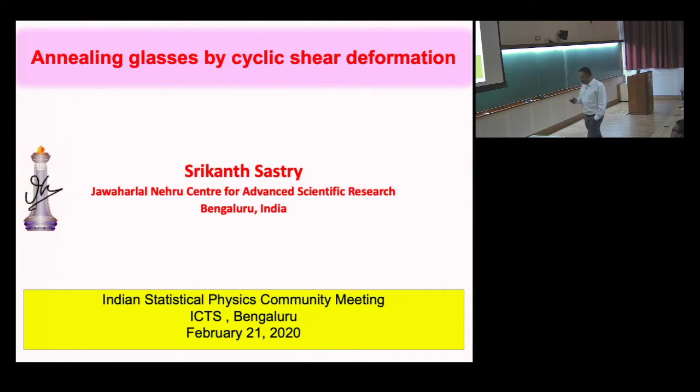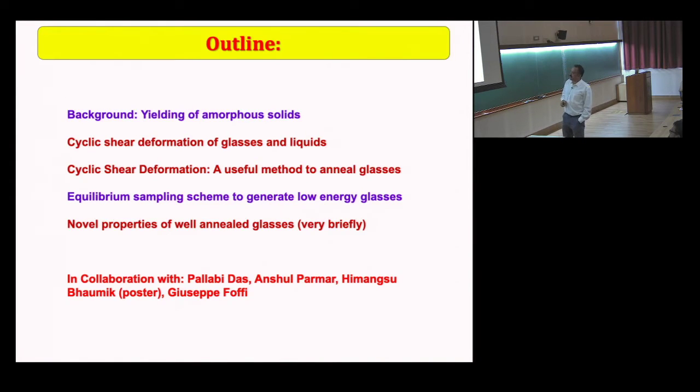But what I want to tell you about today is a sidetrack that has arisen in this study, which has motivated us to look at ways of generating well-annealed glasses. And this is a broad generic problem: how do you find deep minima in a rugged energy landscape? We have some interesting ideas on that which I want to share.